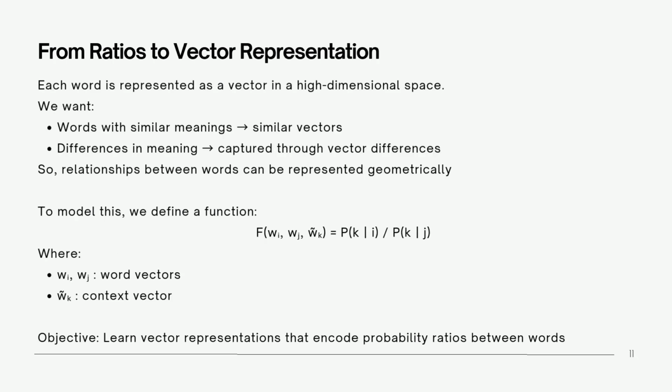Now we want to encode these ratios into vector representations. So we define a function that takes a word vector and context vectors and tries to model the ratio of probabilities. The goal is to learn vectors such that these ratios are preserved in vector space. This is where the transition from statistics to vector representation happens.